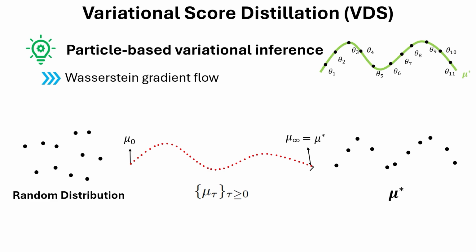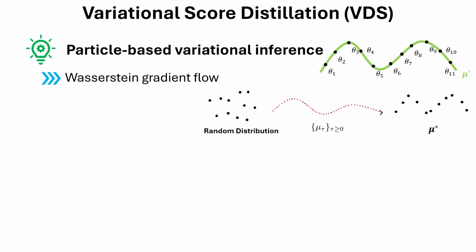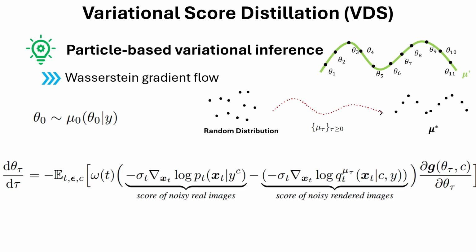And to know how we can jump from mu tau to mu tau plus 1, that is one step distribution closer to our optimal mu star, we first sample particles theta 0 from the random noisy distribution we have, and once we reach theta tau and we want to go one step further, we define Wasserstein gradient like this giant equation. And to understand what this equation means, let's just briefly revisit the score functions in the diffusions.